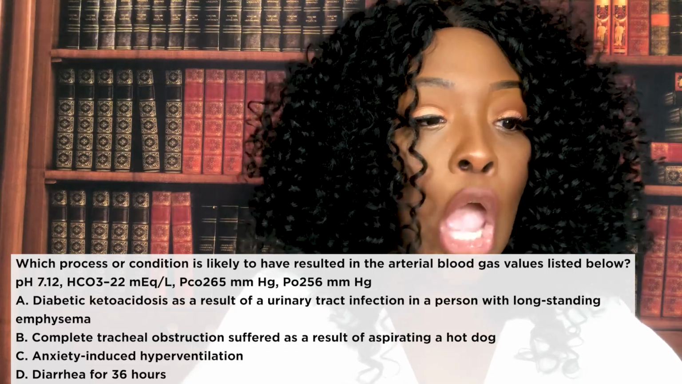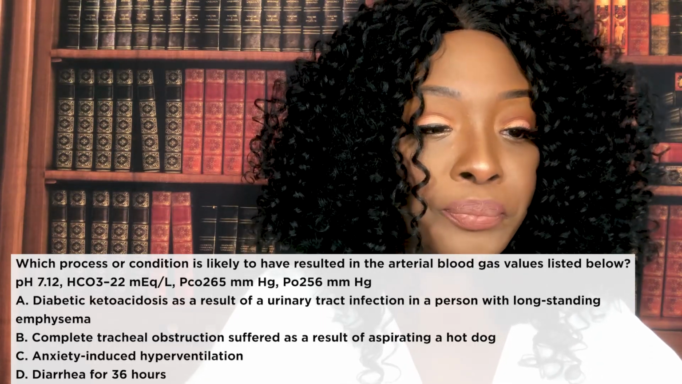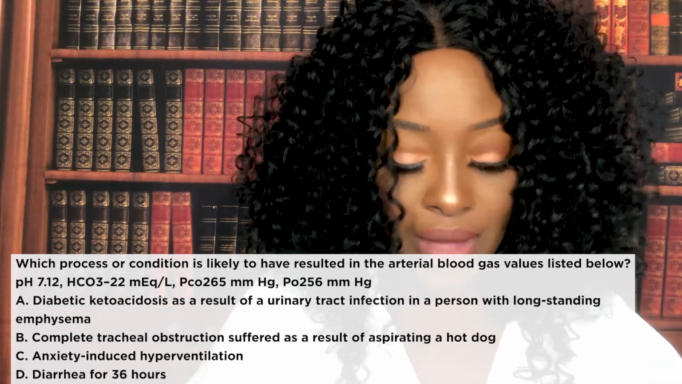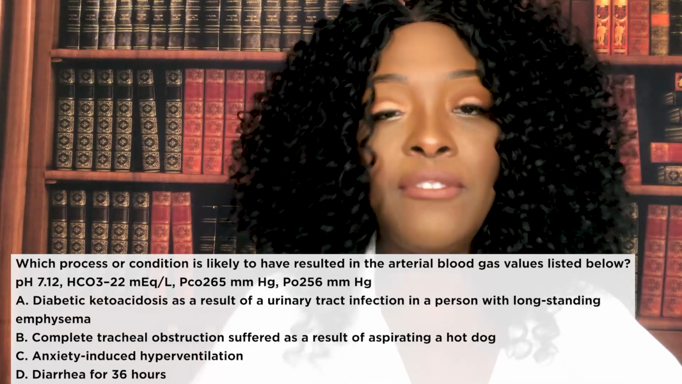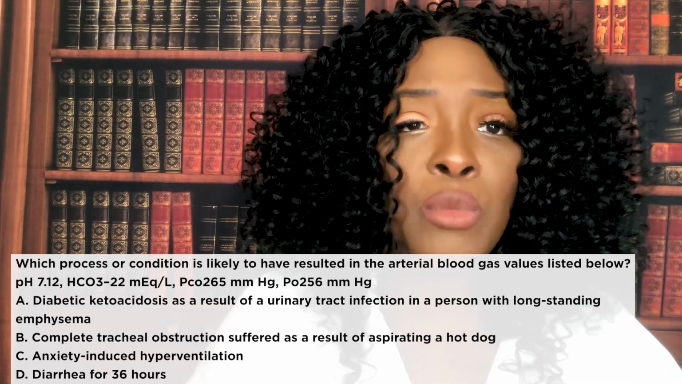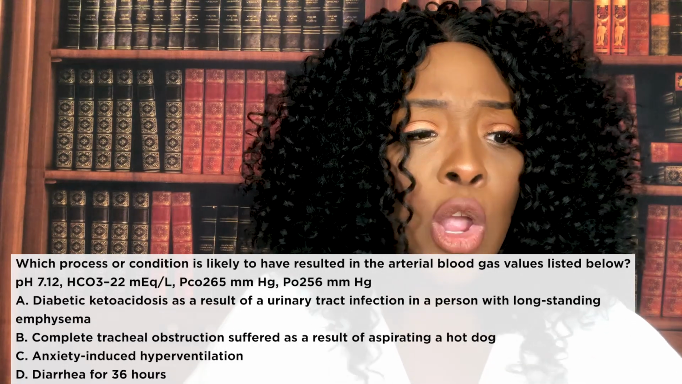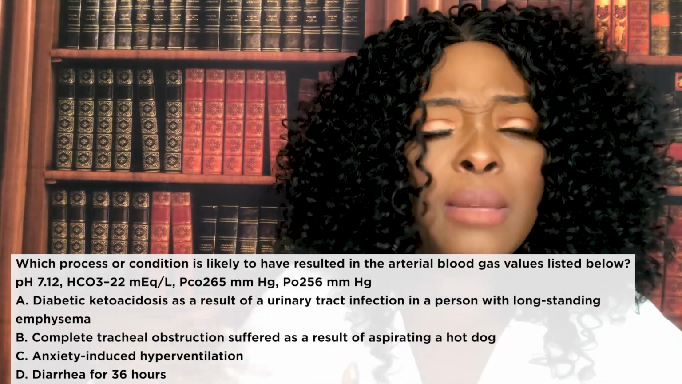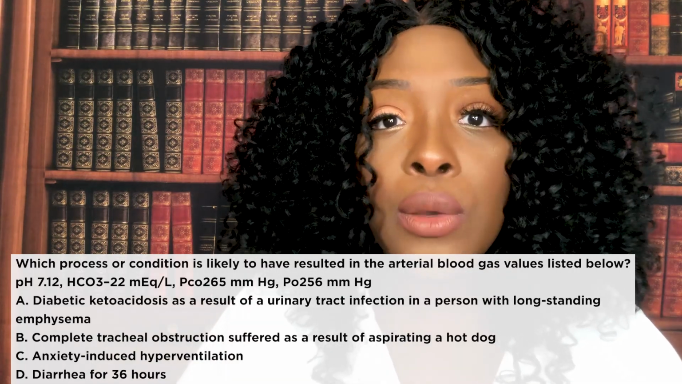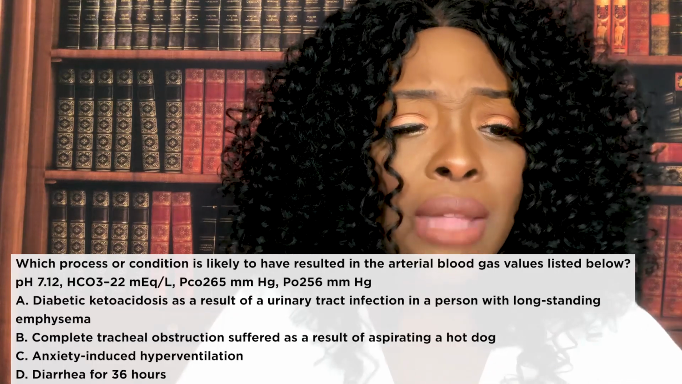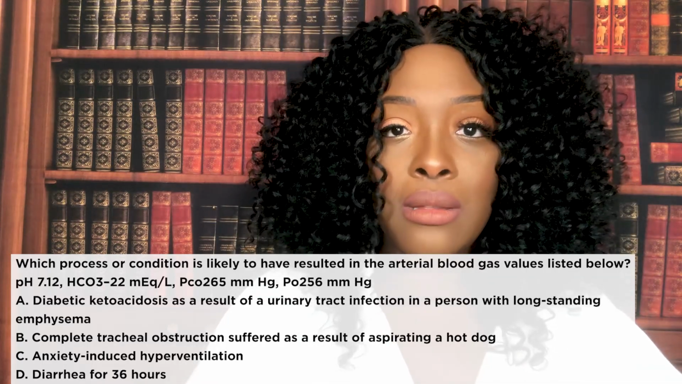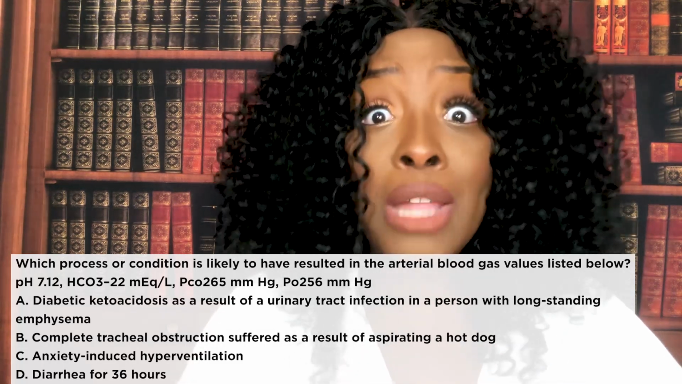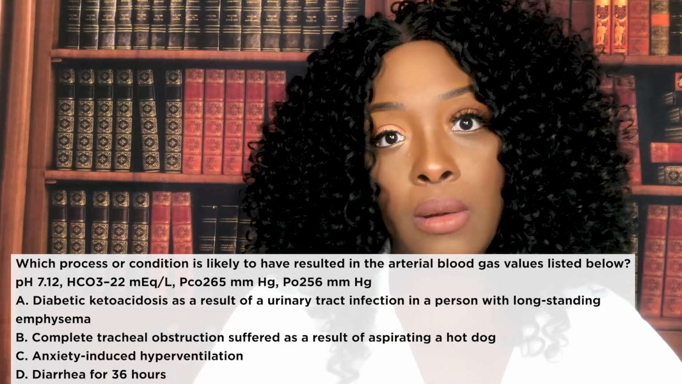So let's look at our other choices. You have one, diabetic ketoacidosis as a result of UTI in a person with long-standing emphysema. And let me tell you how they tried to throw you off, because they put long-standing emphysema, right? So you're supposed to think, oh, emphysema, that's a respiratory problem. That must be it. Go back to A. What do they have? Diabetic ketoacidosis. So yes, the patient has emphysema, but what they're going through? Diabetic ketoacidosis. What is that, guys? Diabetic ketoacidosis, that's metabolic acidosis. Metabolic, not respiratory. And what we're looking for in this question is respiratory acidosis. That's why one's not the answer.